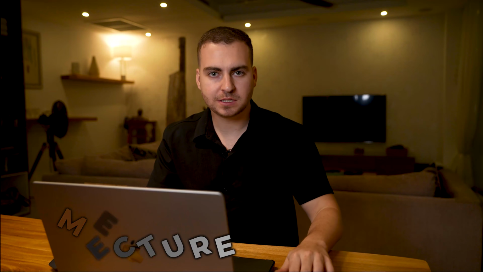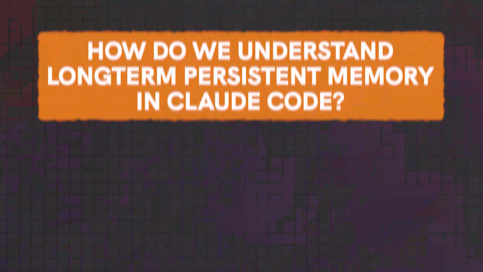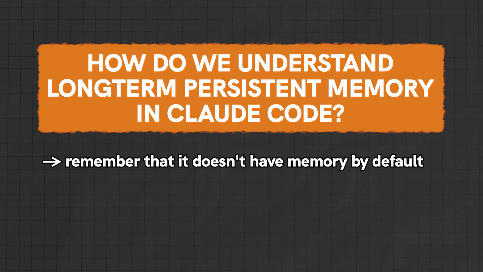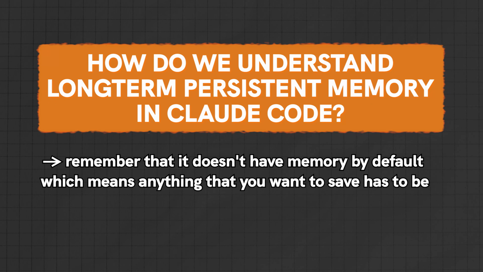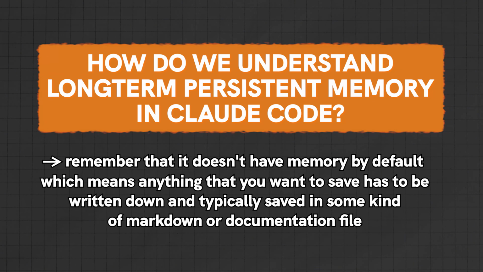Now, first, you need to understand that in Claude Code, there is no persistent memory by default. What that means is that if I go in one Claude Code session, I tell it my name is Tim, and then I open a brand new session, Claude Code will not know that my name is Tim. It's not going to remember that. So how do we get around this and understand long-term persistent memory in Claude Code? Well, the first thing is just to remember that it doesn't have memory by default, which means anything that you want to save has to be written down and typically saved in some kind of markdown or documentation file.